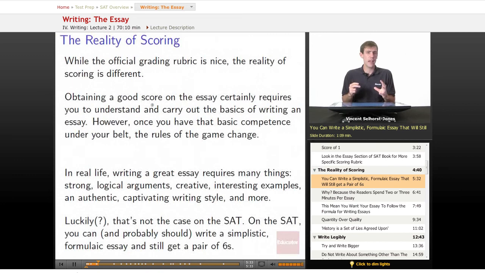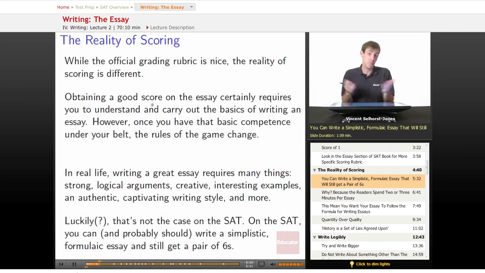In real life, writing a truly great essay takes a lot. You have to have strong, logical arguments based off of creative, interesting examples. You have to have an authentic, captivating writing style. It has to be interesting to read, has to say something useful to the reader, and it has to do a good job making the reader believe that. A truly great essay is an amazing thing. That's not the case on the SAT. Maybe this is a good thing, maybe it's not.